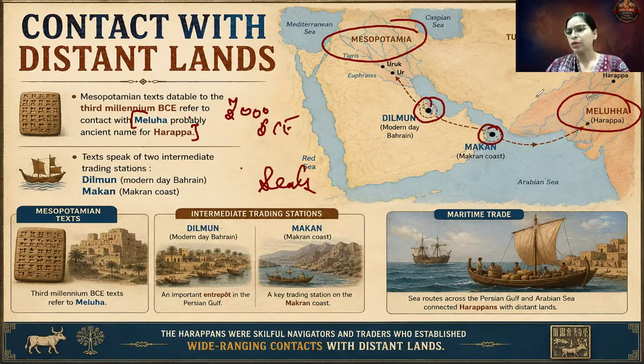So, this hints towards the trade contact between Meluhha, that is the name given by Mesopotamia, the contact between Harappa and the Mesopotamian civilization. So, do remember this. This is very important, and this hints towards the ancient linkages and the ancient contacts. Okay, now let us move ahead and understand the trading aspect of the Harappan civilization.